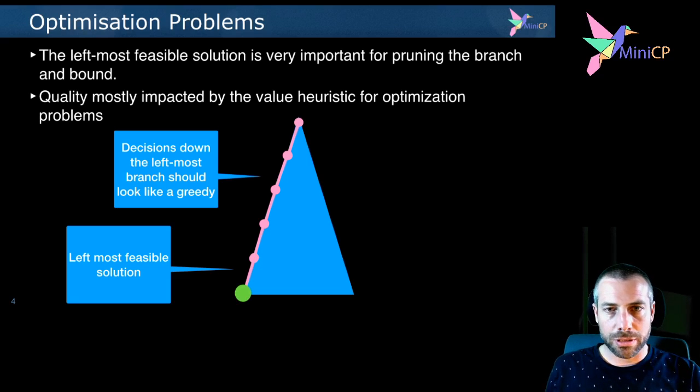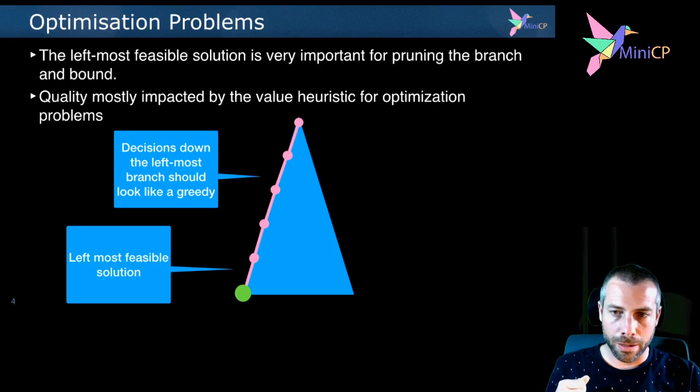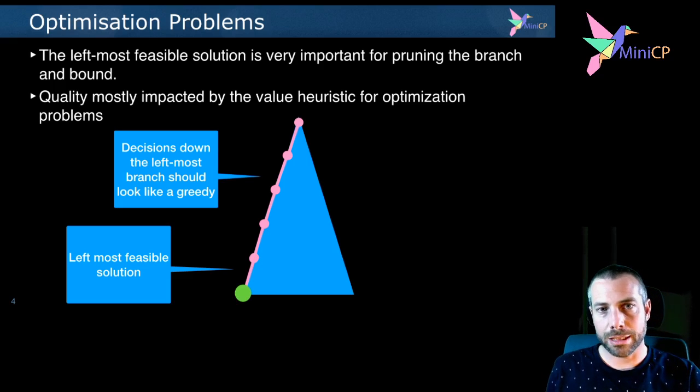And the way to discover a good solution is to have a good value heuristic. The value heuristic is very important for optimization problems. And usually for an optimization problem, you can easily come up with some heuristic. For instance, if you take the traveling salesman problem, you might say, I want to pick as the leftmost value for the successor variable the closest city to the city that you try to instantiate. And this is exactly the idea that we would like to have here. We would like to follow on the leftmost branch some strategy that would be quite similar to what you would follow with a greedy algorithm.